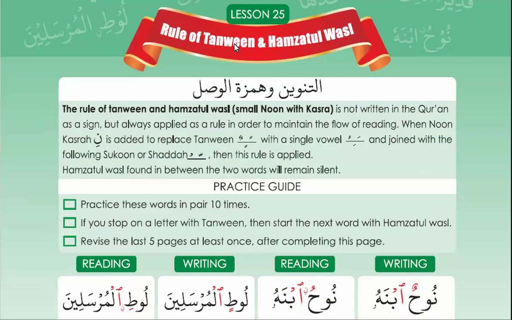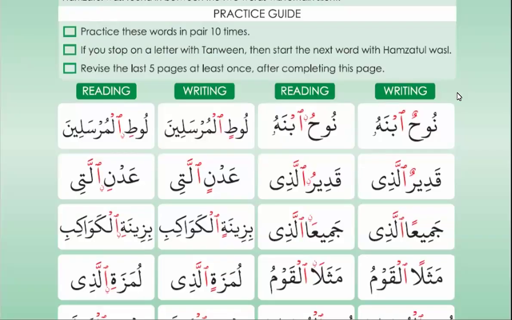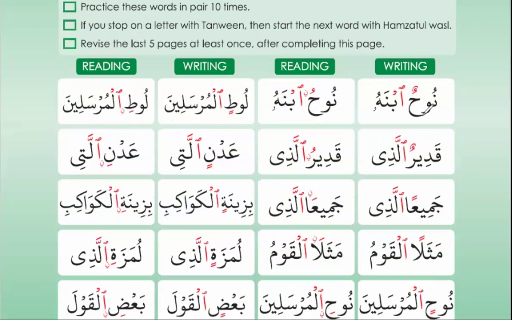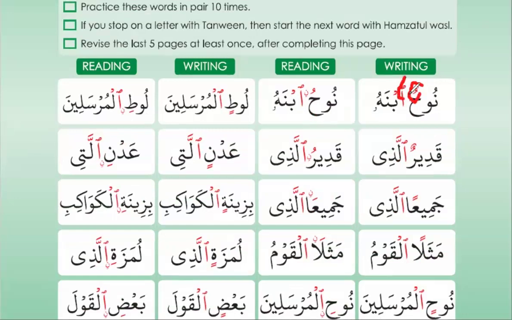Lesson 25 is the rule of tanween and hamzatul wasl. What's this talking about? This is talking about when we have a tanween before a hamzatul wasl. For example, we have a tanween over here. This is tanween, and then we have hamzatul wasl. How do we connect?